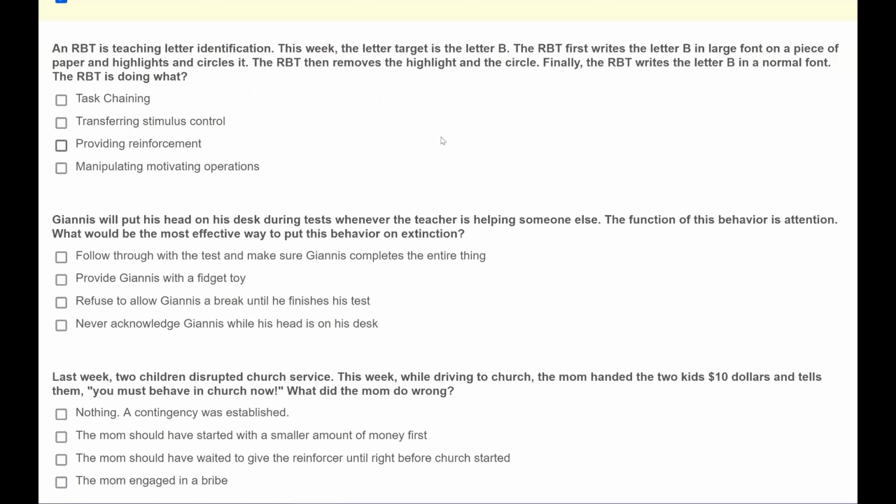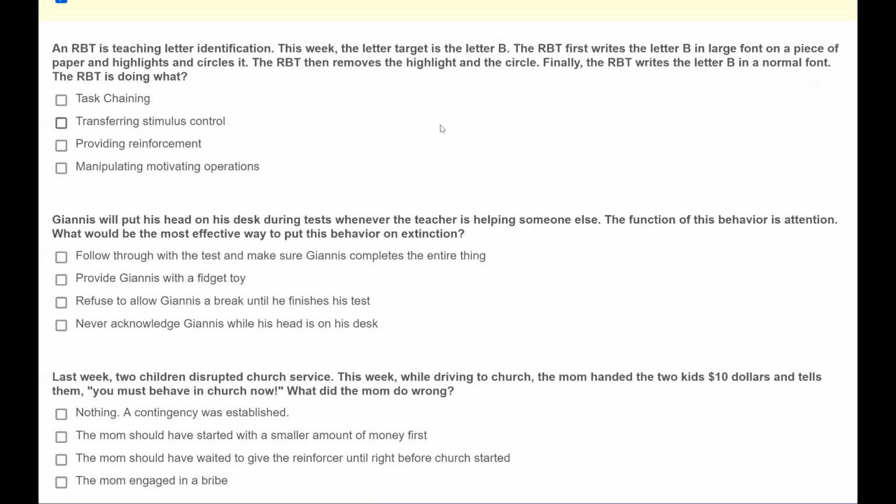If I covered up the answer choices and you read this question, what is your first instinct? What is your first instinct when the question wants to know what the RBT is doing? Well, let's take a look. The RBT writes the letter B in large font, highlights and circles it. To me, that looks like 3 prompts, right?